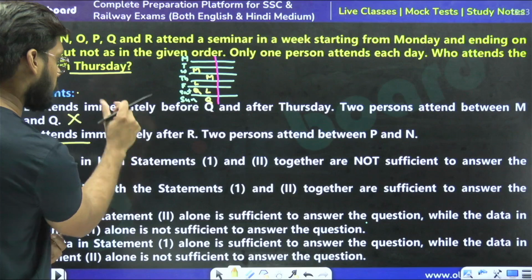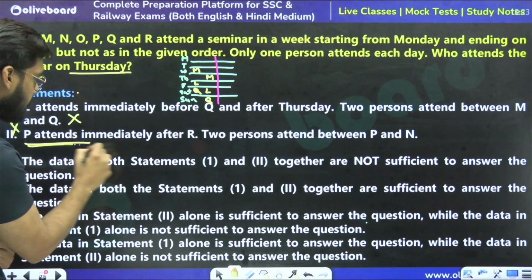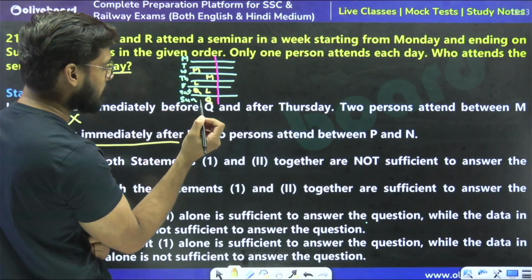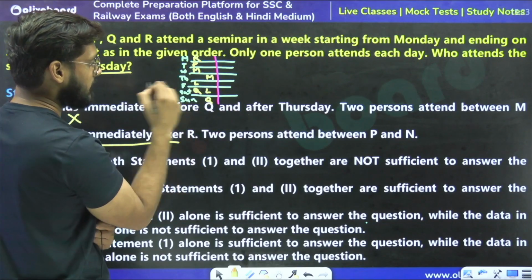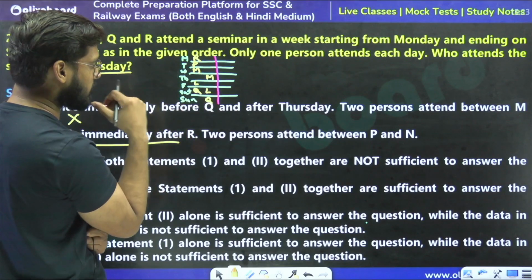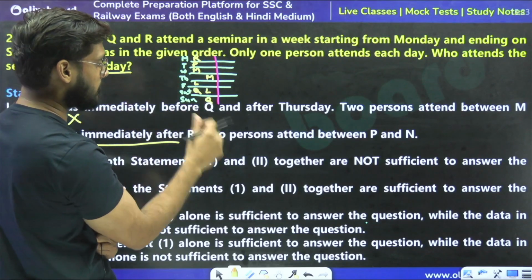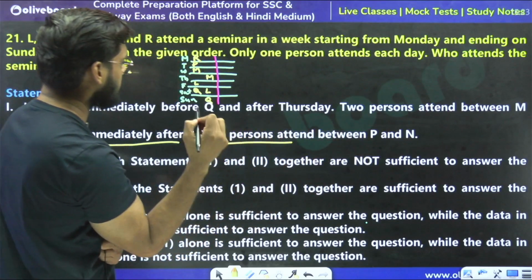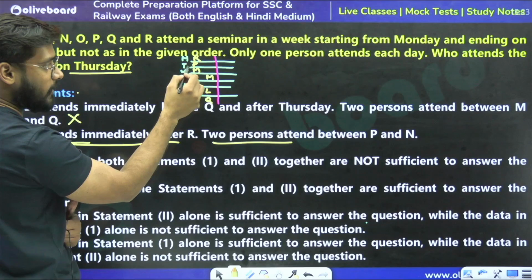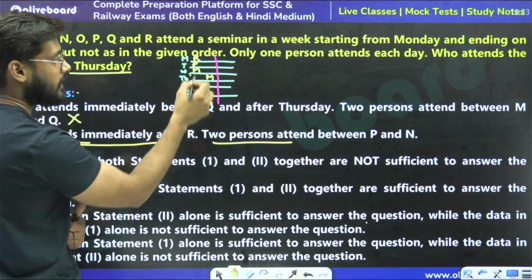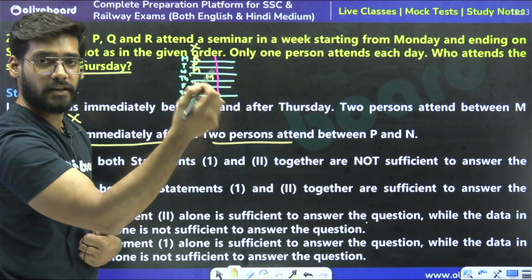Now if I combine both of them, can I get the answer? P attends immediately after R, so first R, then P comes. R and P can come on Monday, Tuesday, Wednesday. Two persons attend between P and N, meaning 1 and 1, 2. If we fix P on Tuesday, then N cannot come. Hence case number 1 is wrong. So with the help of case number 2, we get that on Thursday M is coming.